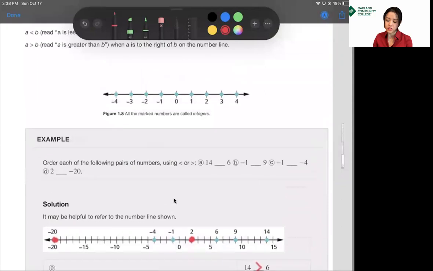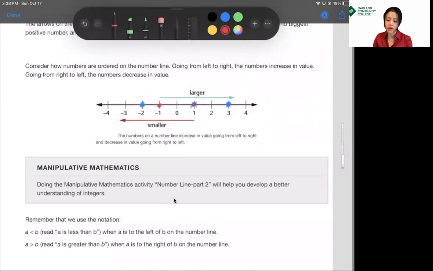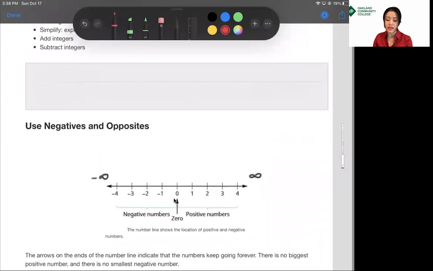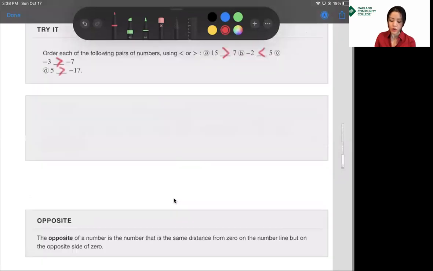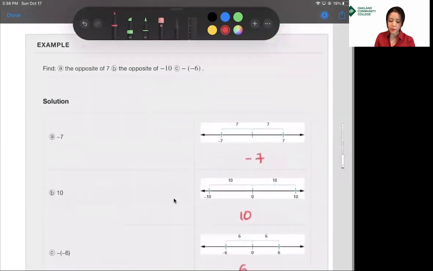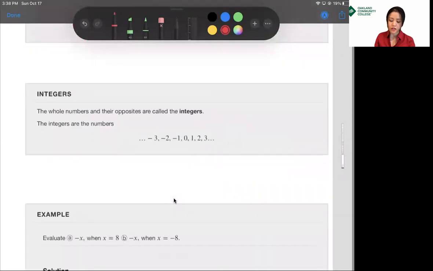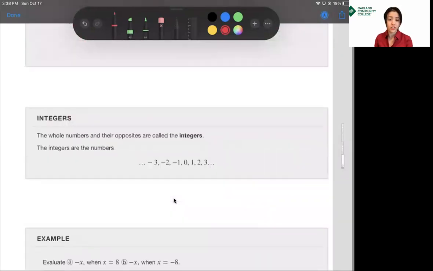From the beginning till now, we familiarized ourselves with negatives and opposites. Negative and opposite together give us the set of integers. The whole numbers and their opposites are called integers. Integers are numbers like -3, -2, -1, 0, 1, 2, 3. So integers are whole numbers and their opposites.